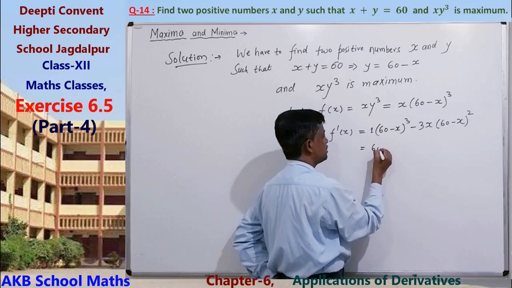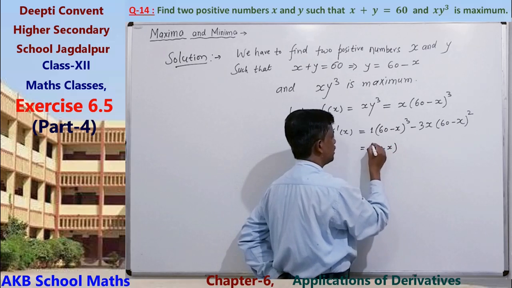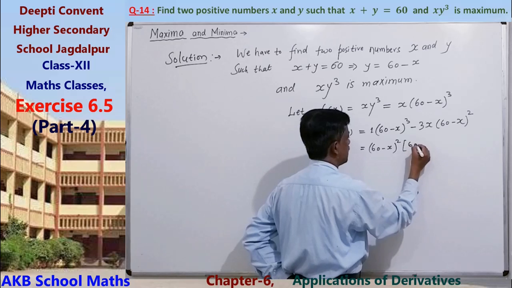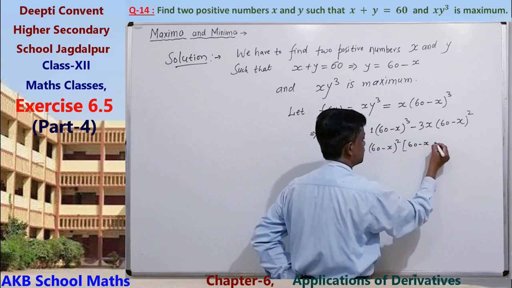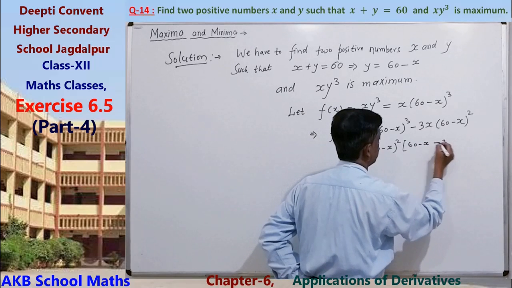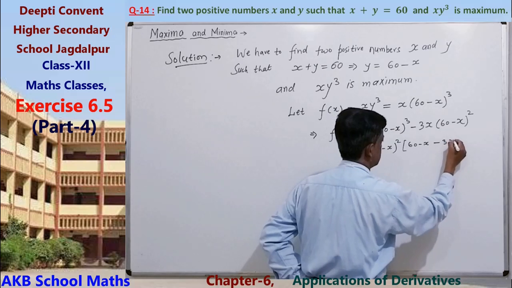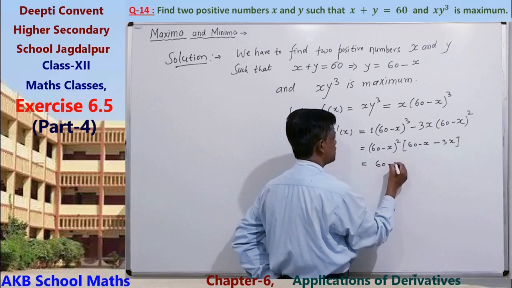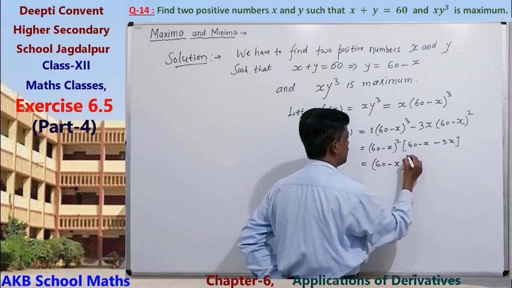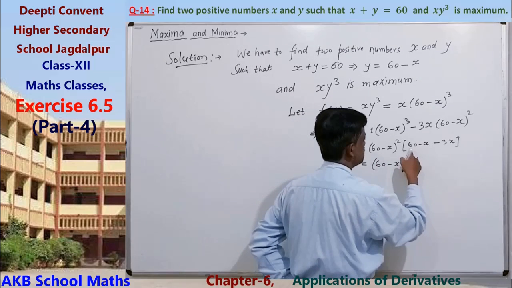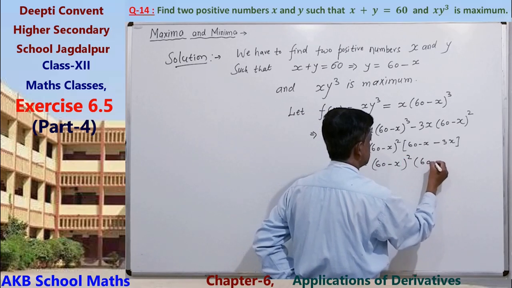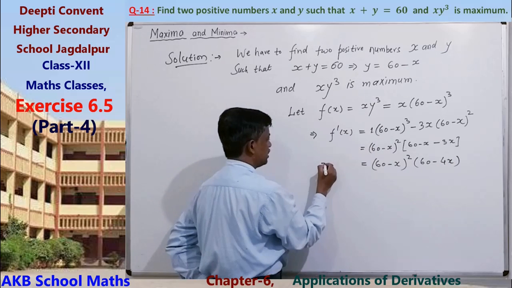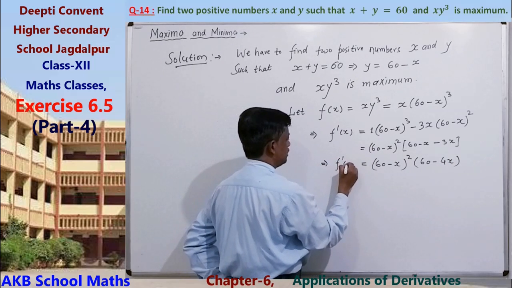So (60 minus x)² can be taken out common. So here (60 minus x)² times (60 minus x minus 3x). So this equals (60 minus x)² times (60 minus 4x). This is our first derivative.